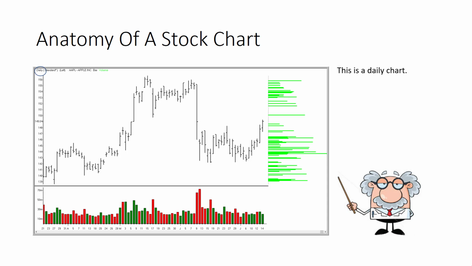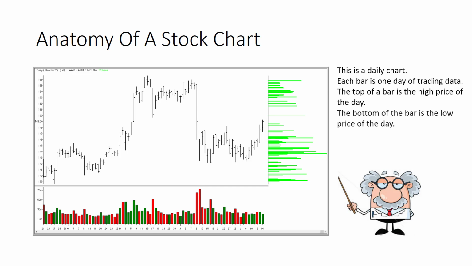So these are daily bars. Each bar here represents the price movement that Apple had on a given day. We've got 1 day of trading in every single bar on the chart. The top of a bar is the high price. The low of a bar, the bottom of a bar, is the low price of the day.